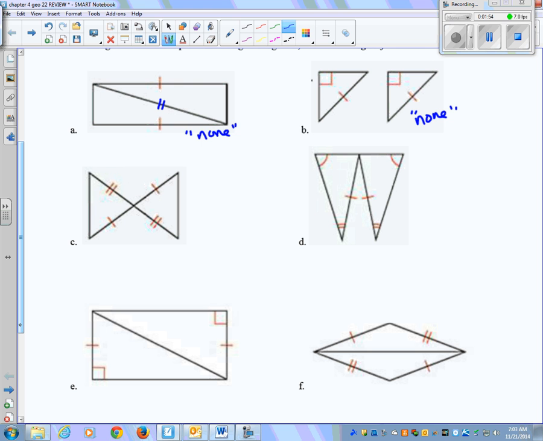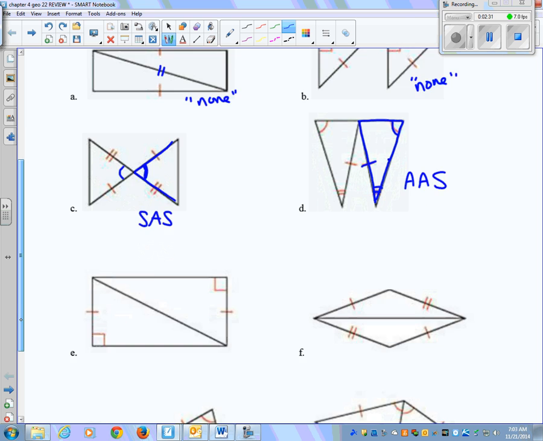Here we can justify marking these two angles congruent because they're vertical angles. So this is going to be SAS. The angle is included between the two sides. And D, if we cover up one triangle and just look at one at a time, we have two angles and a side on one triangle, and the side is not between the two angles. This would be the side between the two angles, and that's not what's marked. So it's going to be AAS.